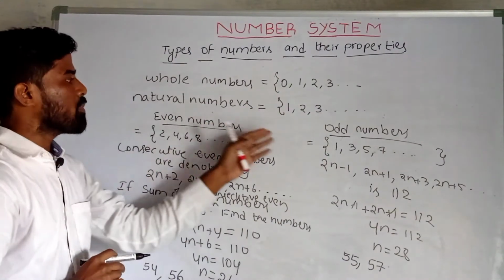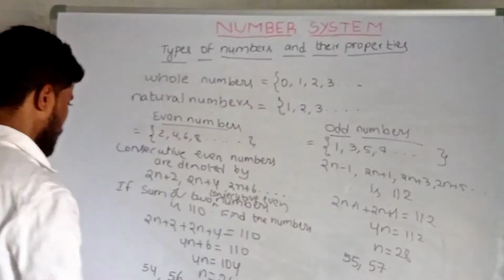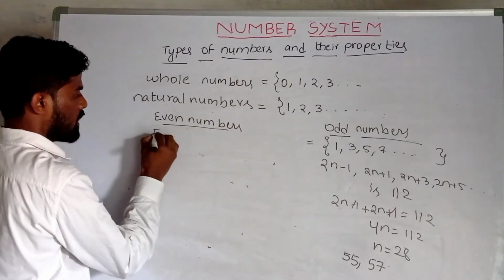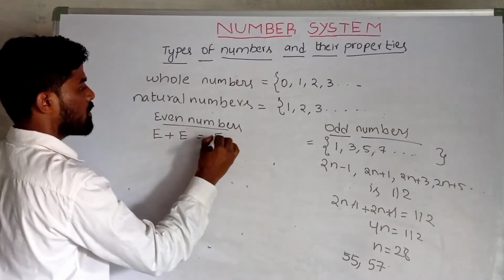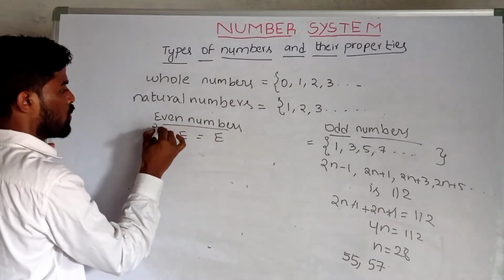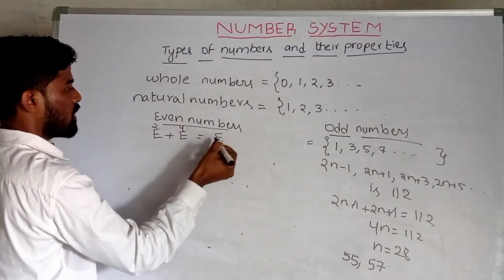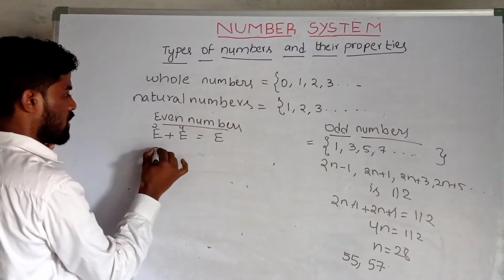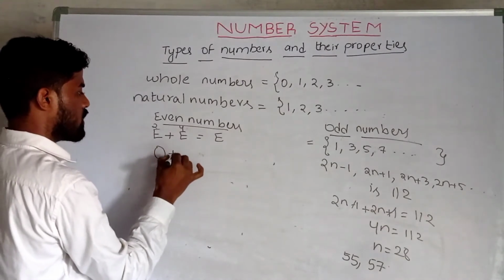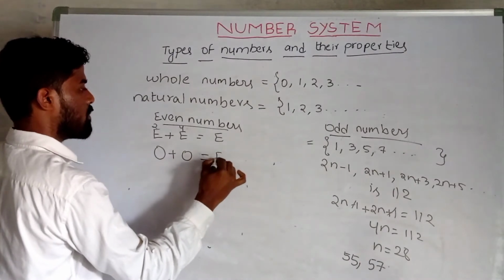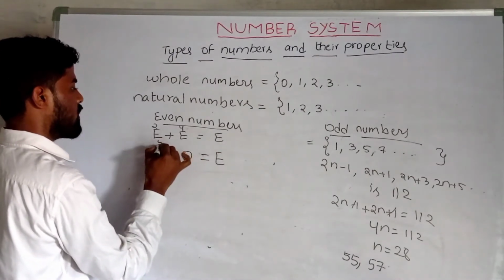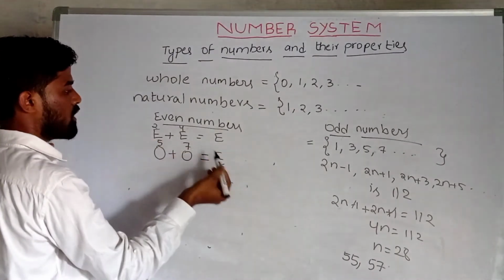Next we will see properties of even and odd numbers. If we add an even number with another even number, the result becomes an even number. See 2, another even number 4, 6. The result is an even number. If we add odd with an odd number, the result also becomes an even number. Suppose 5, 7. 5 plus 7 is 12.